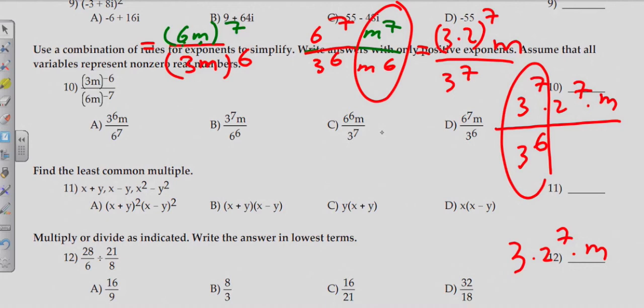D or C, C. B or A? D. C. D. D, yeah, it says it. D. 6 power 7, that's already 6 power 7 here. Right. 6 power 7 here, 3 power 6 here already, that's it, right? And then I have the m outside after simplification. So this is the right answer. Okay? Any questions about that?